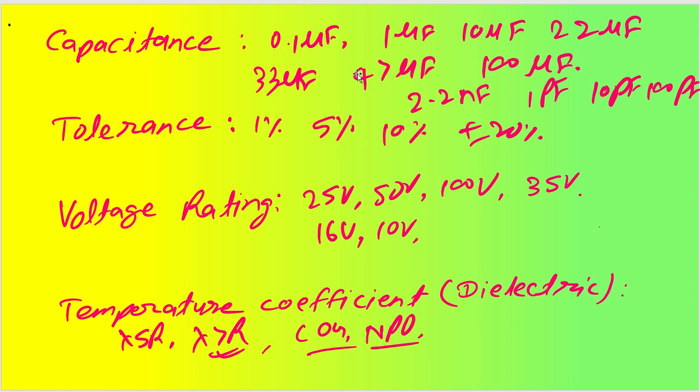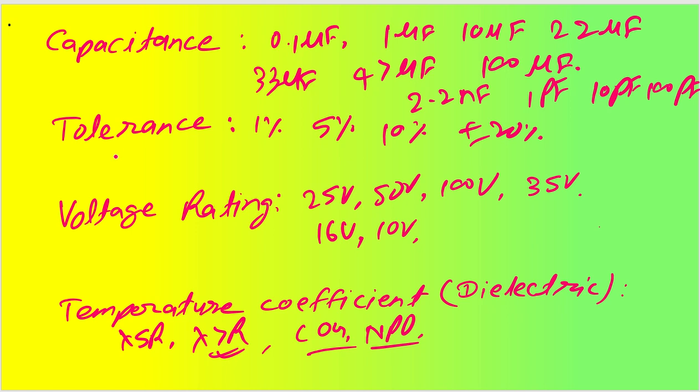So it can be of any value, whether it is 0.1 microfarad, or 1 microfarad, or 10 microfarad, or 22 microfarad, or 47 microfarad, or 100 microfarad, or even 1 picofarad, 0.1 picofarad, or 10 picofarad. Any values can be there. Now you decide upon your tolerance.